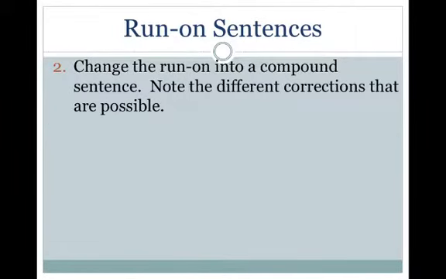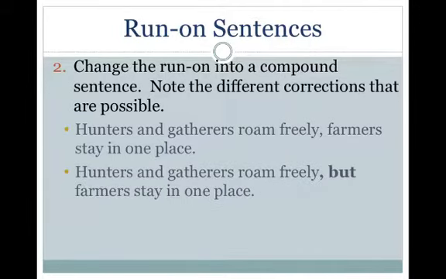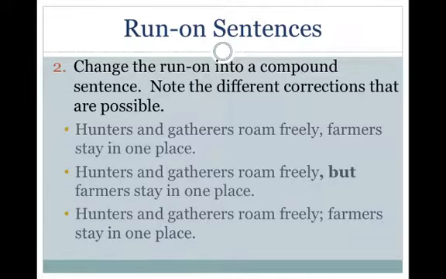Number two, change the run-on into a compound sentence. Note the different corrections that are possible. Here's the run-on. Hunters and gatherers roam freely, farmers stay in one place. Instead, hunters and gatherers roam freely, but farmers stay in one place. Or, hunters and gatherers roam freely; farmers stay in one place.